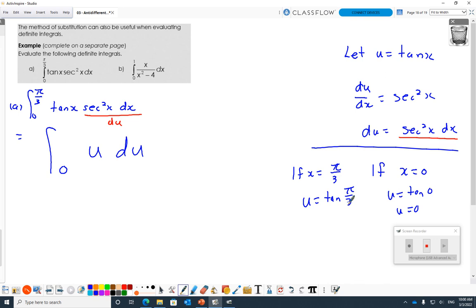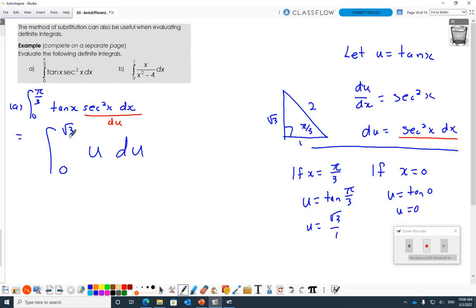Special triangles. We thought that was over. Quickly, special triangle. Pi over 3: root 3, 1, 2. Tan of pi over 3 is opposite over adjacent, which is root 3 over 1. Okay, it's root 3. Whew! All right? So watch out for that. In a definite integral, you've got to keep an eye on the limits because those are x values, not u values.